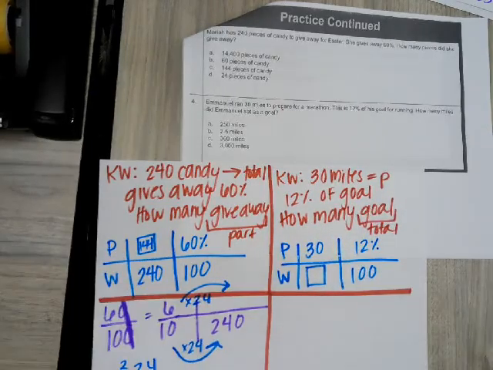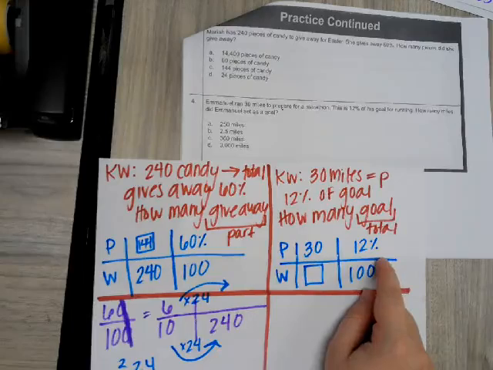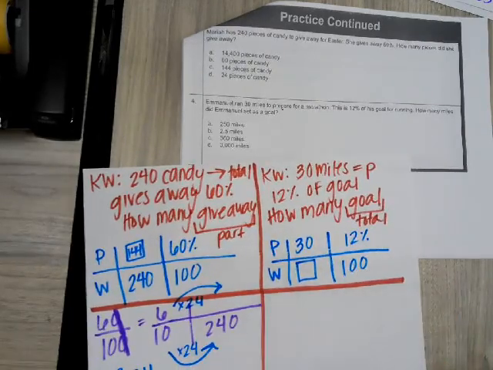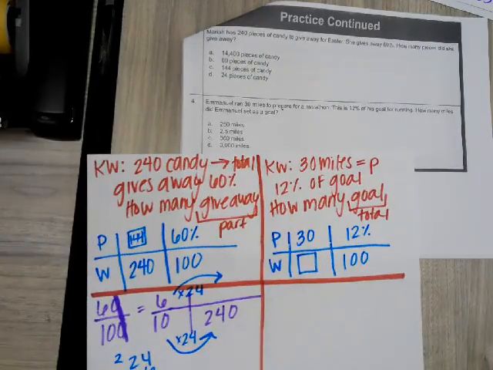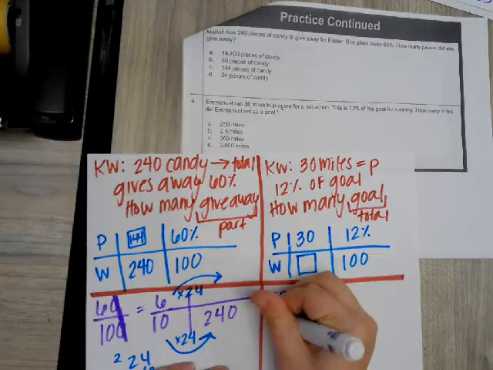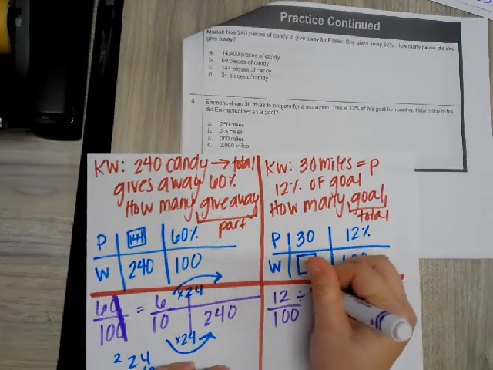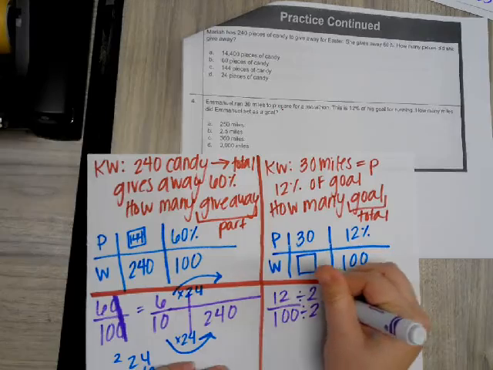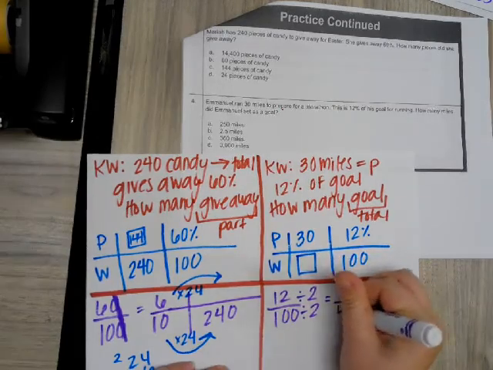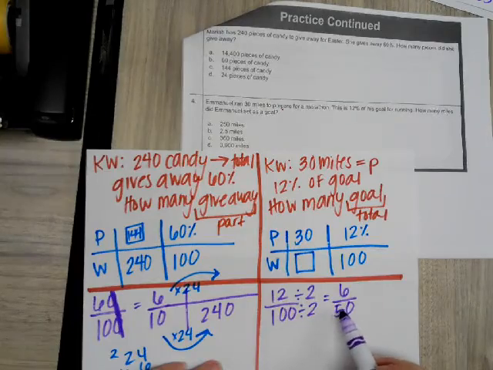Okay, can I get from 30 to 12? No, I don't know that rule. Can I get from 12 to 100? Again, I don't know that rule. So I'm going to go ahead and simplify it. So I have 12 over 100. I can simplify both of those by 2 because they're both even. And I get 6 over 50. Because 2 50s get me 100, and then 6 times 2 gives me 12. That's where I got that from.